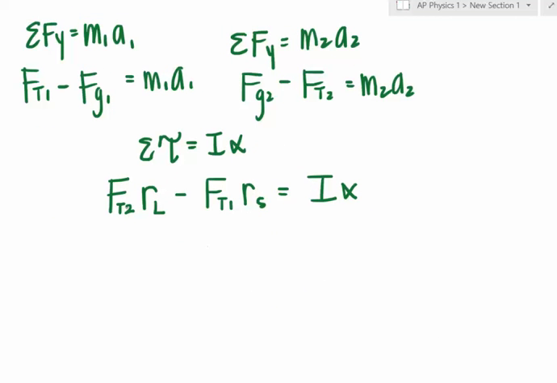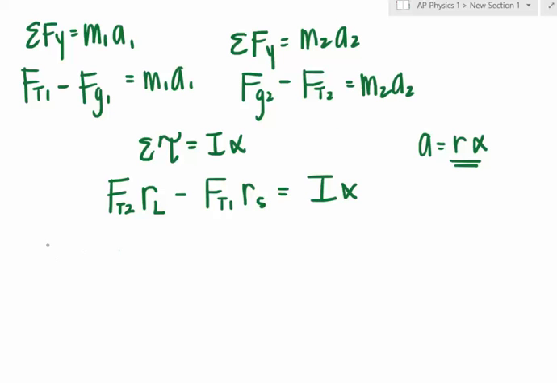All right, same thing we've done before. We solve for FT2, we solve for FT1, we stick it back in here. The thing is, we want to solve for alpha, so we're going to make a substitution because A is equal to R alpha. We'll make this substitution in for A1 and A2, and we'll be able to solve for alpha.